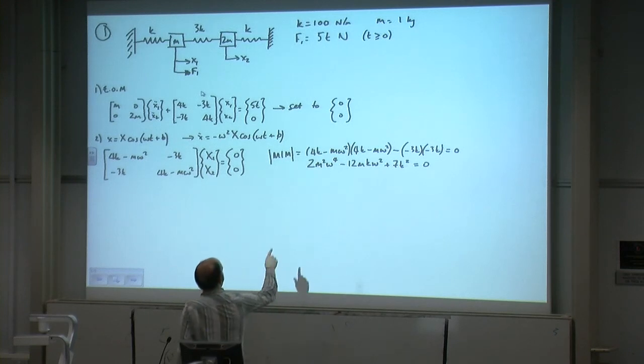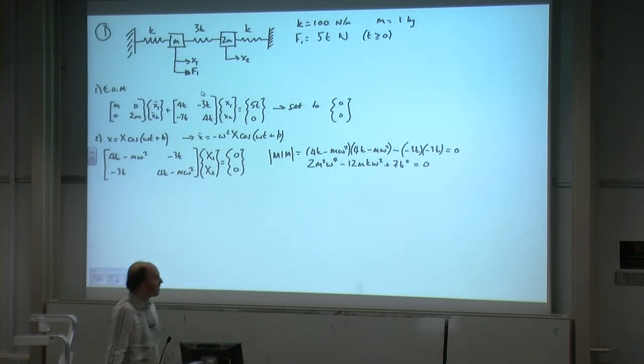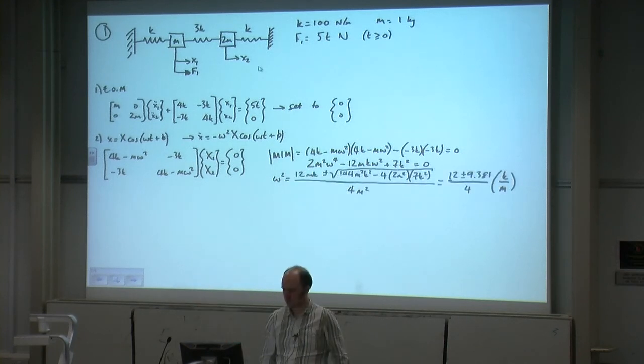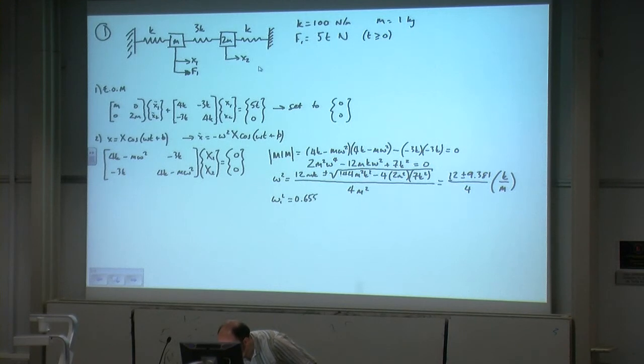And we can see that that is a quadratic equation in terms of omega squared. So we can find out what omega squared is using the quadratic formula. And so we have omega 1 squared is going to be 0.655 k upon m. And omega 2 squared comes out to be 5.345. Yes?